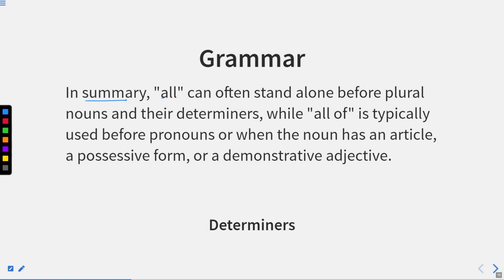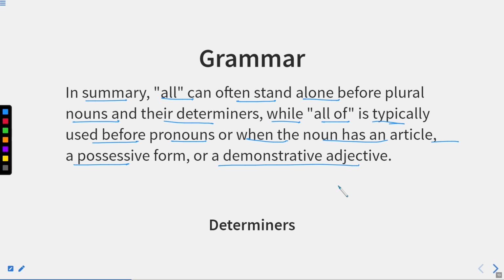In summary, all can often stand alone before plural nouns and their determiners, while all of is typically used before pronouns or when the noun has an article, a possessive form, or a demonstrative adjective. Now here you can see all can often stand alone. We can use all as it is. For example, all is well. And we can also use all before plural nouns. For example, all people, all students, all members of the group.